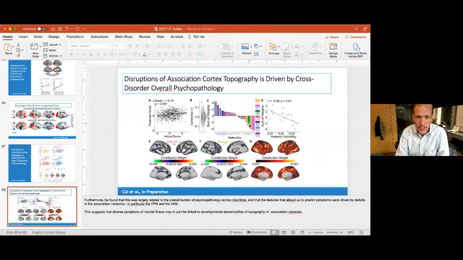What we see is that more psychopathology is associated with more representation of networks at the lower end of the sensorimotor-association axis and less representation of higher association cortex. I think this is the best example we have yet of the behavioral trade-off between sensorimotor and association networks in terms of the real estate.